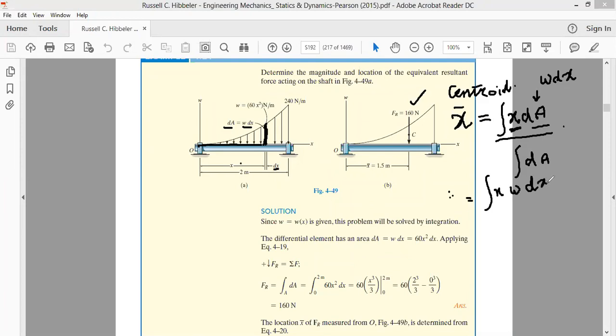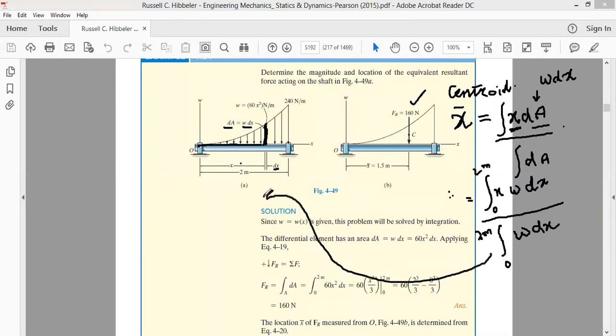In this numerator, x is the variable of integration, and x varies from x equal to 0 to x equal to 2 meter. So we write the limit of integration from x equal to 0 to x equal to 2 meter. Divided by integral dA, and we know dA is equal to w into dx. Again, x is the variable of integration, varying from 0 to 2 meter. This integral we can solve over here.